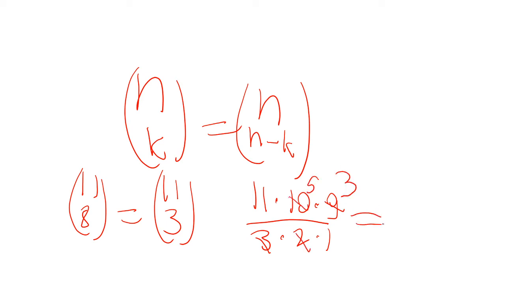And then 11 times 5 is 55. And 55 multiplied by 3 is our last remaining term. And 55 times 3 is 165, which is our answer.